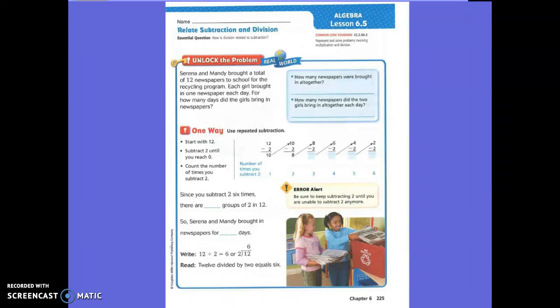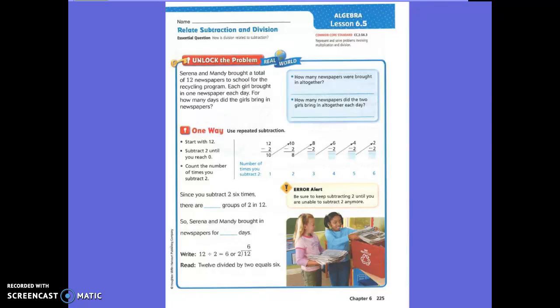Boys and girls, today we are going to use repeated subtraction and a number line to relate subtraction to division. You know how we do multiplication? We can add numbers over and over again and do repeated addition to find answers, right? Well, addition and multiplication kind of relate, and division and subtraction kind of relate.